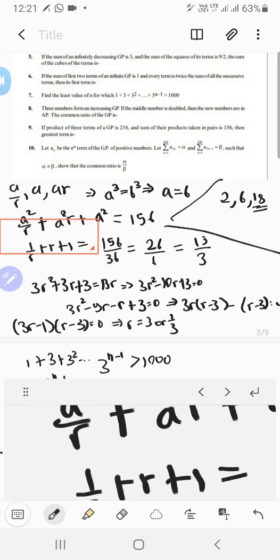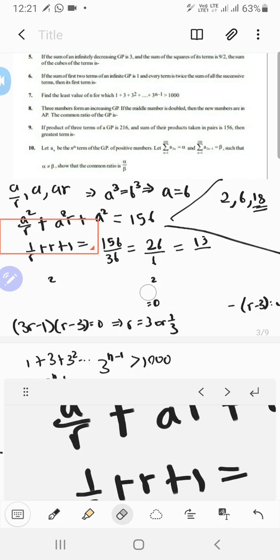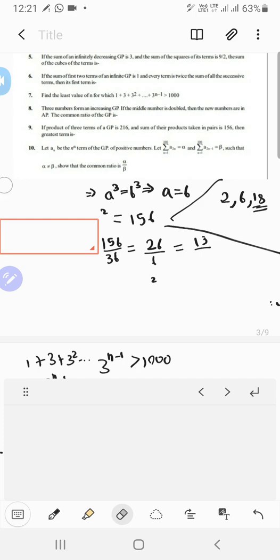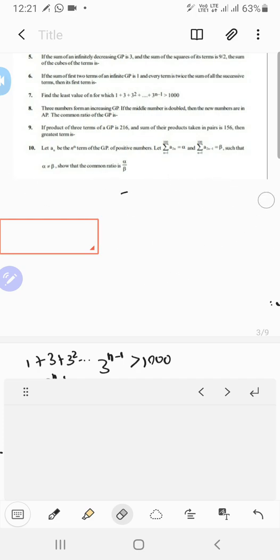Okay, let's go to the 10th question now. It says, let a sub n be the nth term of a GP of positive numbers. Let the summation from n equals 1 to infinity of a sub 2n equal alpha, and the summation from n equals 1 to infinity of a sub 2n minus 1 equal beta, such that alpha is not equal to beta. Show that the common ratio is alpha by beta.